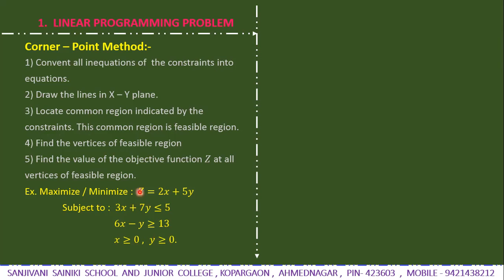Here, this z is called the objective function, which is to be maximized or minimized. These inequations, linear inequalities in two variables, are called constraints. And x is positive, y is positive: these two are called non-negative restrictions.